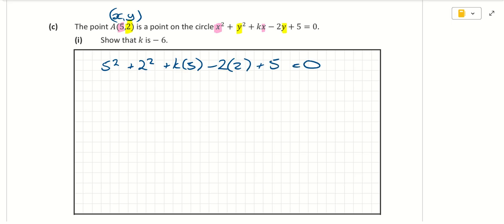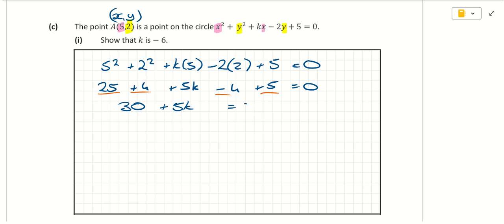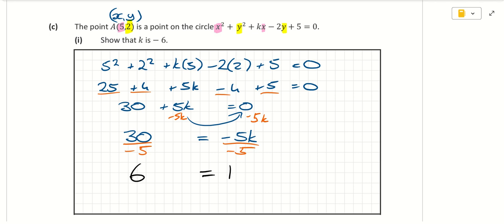Okay, and all of that simply to get your answer. So you've only got one variable, so that's nice and easy. So you've got 25 plus 4 plus 5k minus 4 plus 5 equals 0. Then you can just do the nice thing of adding your like terms. 25 plus 4 is 29, minus 4 is back to 25, plus 5 is 30. So you got 30 plus 5k equals 0. Let's just move our 5k over there. No, I probably should have moved the 30. Makes no difference anyway. 30 equals minus 5k. And then you can do it in your head or divide by minus 5. And you will get 6 equals k.